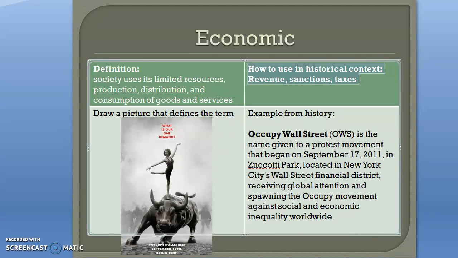Revenue, meaning our paycheck, what we are earning. Sanctions, if we have to put somebody in a timeout. And of course, taxes. We will talk about Occupy Wall Street. That happened in 2011, 2012, and it was a movement of young people. They were very tired. This came a lot from huge burdens of student loans, and they were very tired of not being able to pay off their student loans, not being able to get a job that would allow them to pay off their student loans.